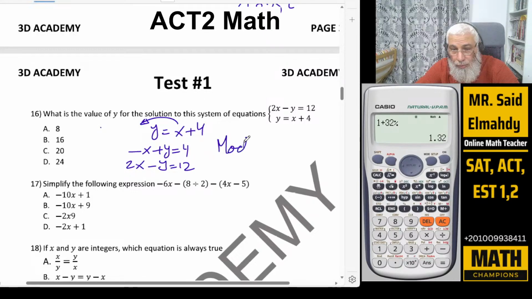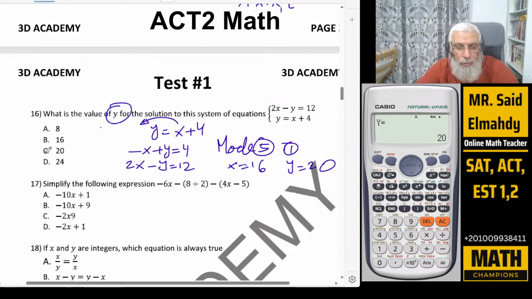We use calculator mode 5 1. Negative 1 for x, 1 for y, and 4. Then 2x, negative 1y, 12. X equals 16 and y equals 20. What is the value of y? Y is equal to 20.